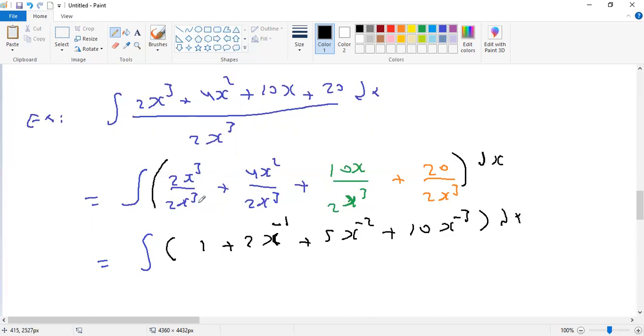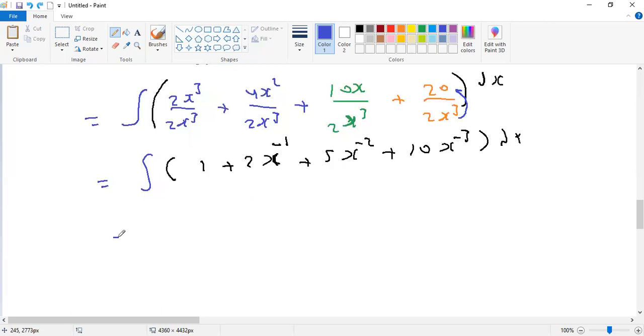Again, x cubed over x cubed is 1, 2 over 2 is 1, 2 minus 3 is -1, 1 minus 3 is -2, and here x to the power -3, you have to write it up. Now, what is the integral of this one?